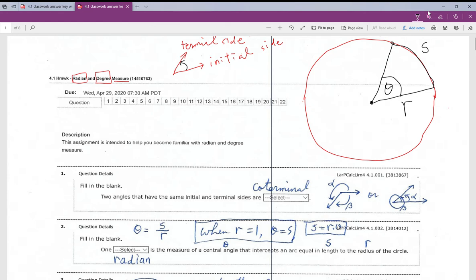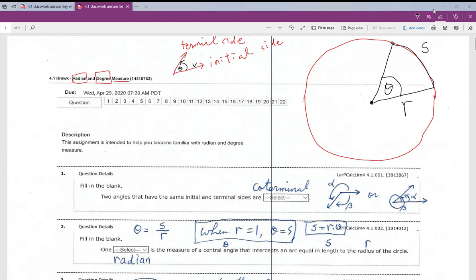This angle has a direction, so we call it theta. We usually use this Greek letter to talk about an angle, theta. Now, if you have an angle going this direction, then we say it's a negative angle. So going up is a positive angle. Going down is a negative angle. But right now we don't talk about the direction yet.